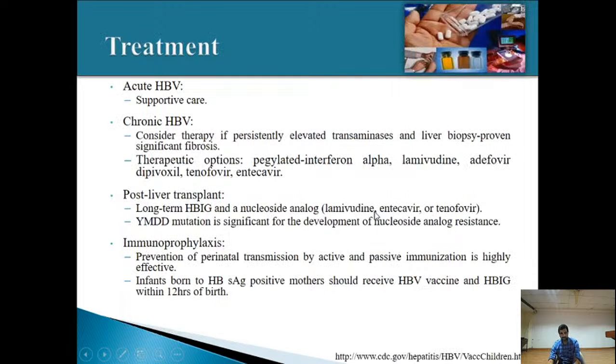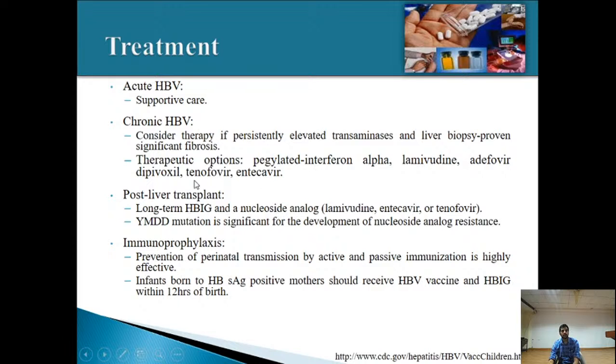How do you treat? This is the treatment. The therapeutic options are interferon and nucleoside and nucleotide analog antiviral drugs. The details of it you need not know at this point. You can read it when you go into your final semester in MBBS. That is about the therapeutic options. Right now we will be seeing only what the options are. The specifics we will be dealing with later.